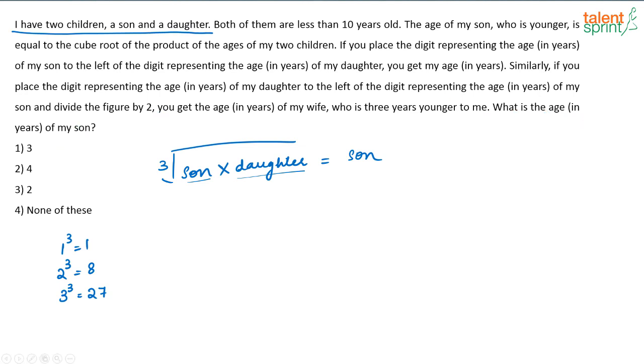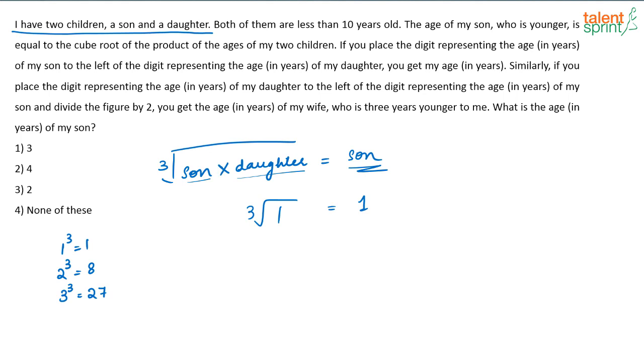So remember, the age of the son has to be the cube root of a number, right? So what can be the ages of the son? Put a trial and error and see. Definitely the age of the son can't be 1, right? If the age of the son is 1, then this is cube root of 1, which means the son and the daughter should have the same age, which is not possible, correct?